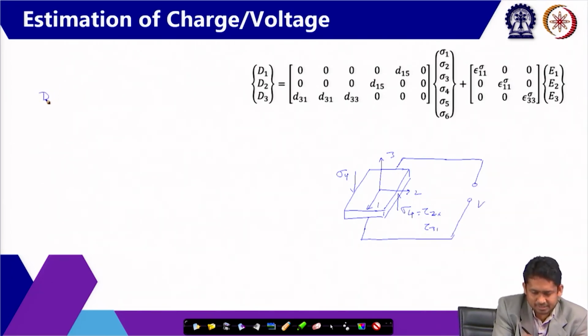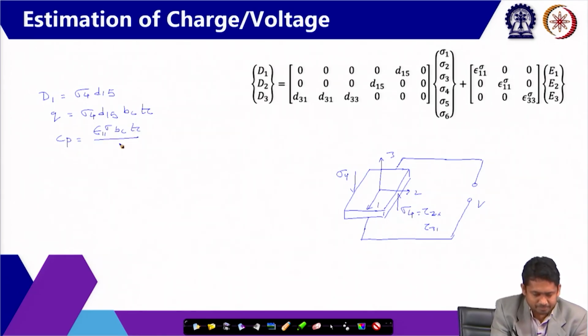If that is the case, then here we have d1 is equal to sigma 4 multiplied by d15. So, that gives me that Q equal to sigma 4 multiplied by d15 BC Tc, and then we get Cp is equal to epsilon 11 sigma multiplied by Bc Tc divided by Lc, that is the capacitance, and with that we get an expression for the voltage as sigma 4 d15 Lc by epsilon 11 sigma.